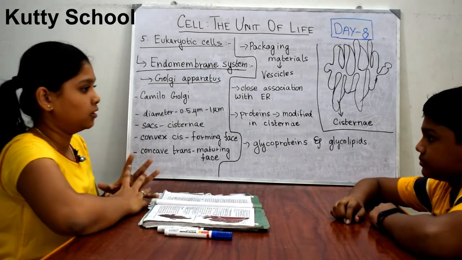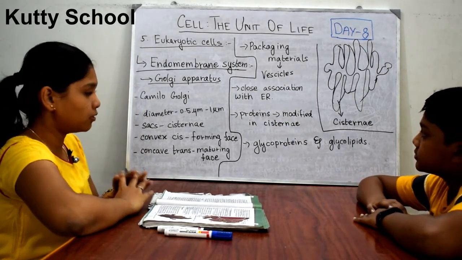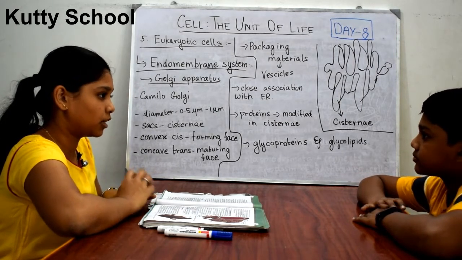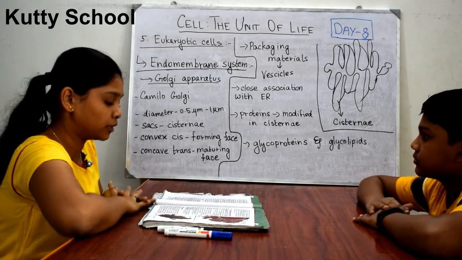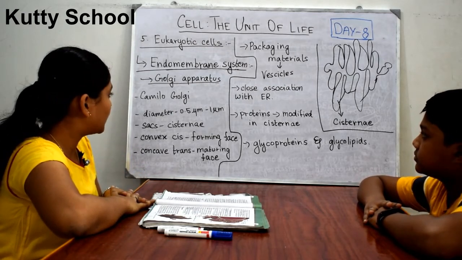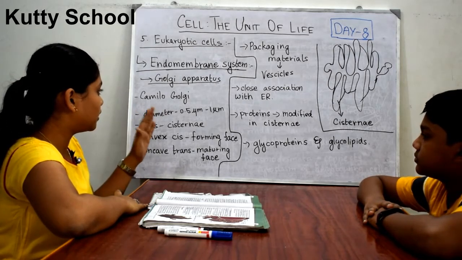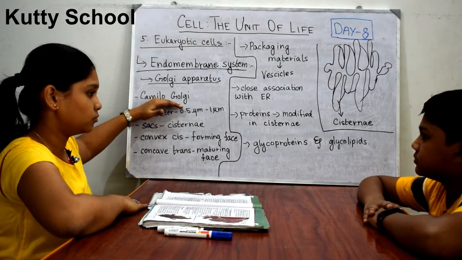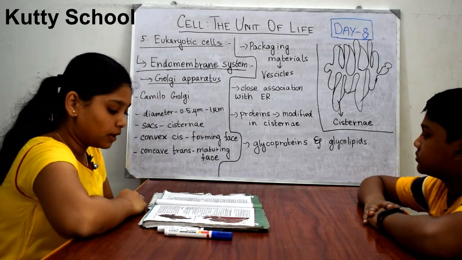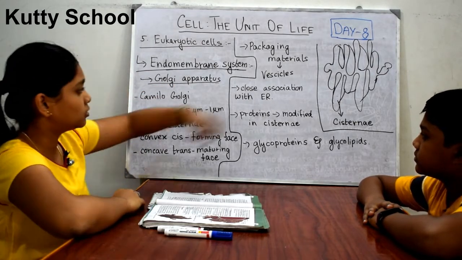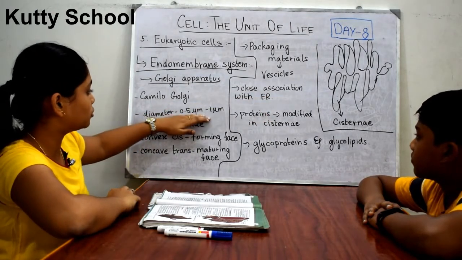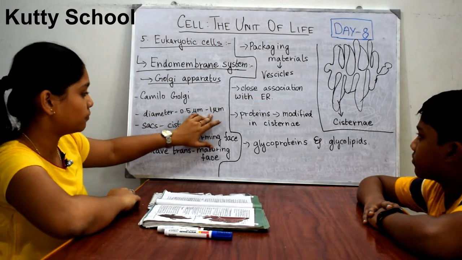He observed some densely stained reticular structures near the endoplasmic reticulum and near the nucleus. These were later named after him, and therefore it is known as the Golgi apparatus. It consists of sac-like structures called cisternae, with a diameter of 0.5 to 1 micrometer.